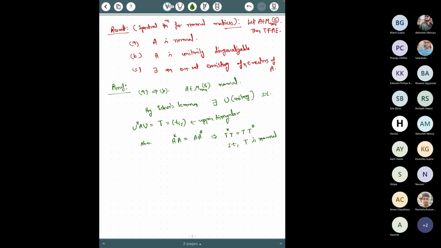Now look at this T. So what is T star? Let me write here. T is upper triangular, so T star is lower triangular. So T star is of this form. This is our T star, and T is this one. Similarly, here you have T first, which is upper triangular, and then you have T star, which is lower triangular.